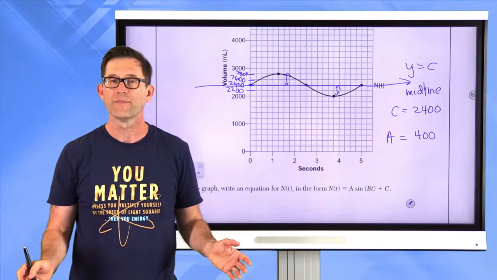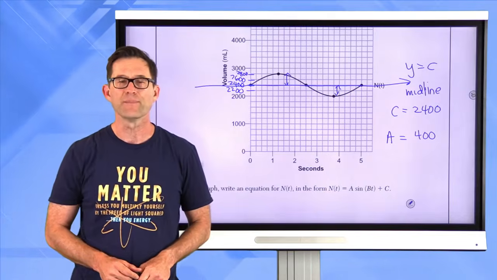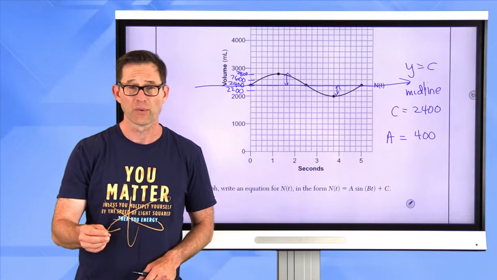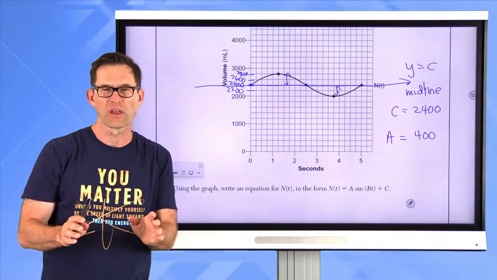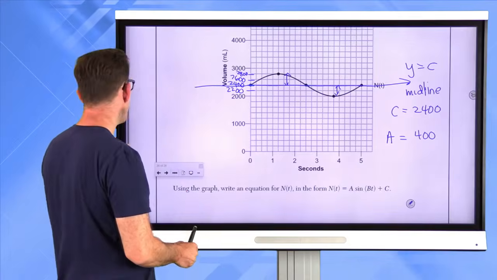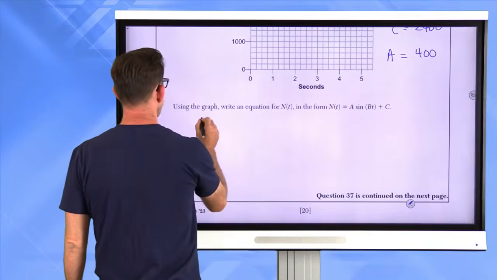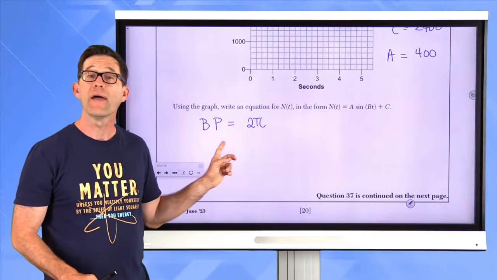Simple enough. Now, B. B is what's known as the frequency. It's also known as the angular frequency. That's what physicists would like us to call it. They call it the frequency, something a little bit different. But regardless, how do we figure out B? Well, one thing that we know is B times P equals 2 pi, the relationship between the frequency and the period of the graph.